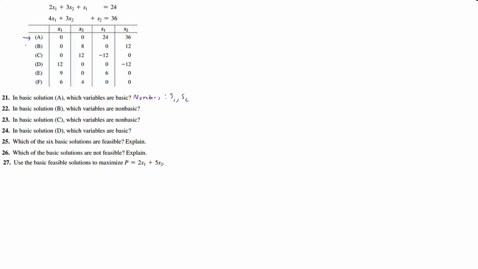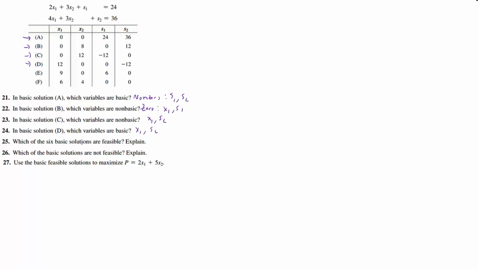Now in solution B, so that's the next line, which ones are non-basic? Those are going to be the zeros. So that would be X1 and S1. And non-basic, so those are the zeros again, now we're on line C. So the zeros are X1 and S2. And then the basic ones, we're going to do the non-zeros for D. The non-zeros are X1 and S2.